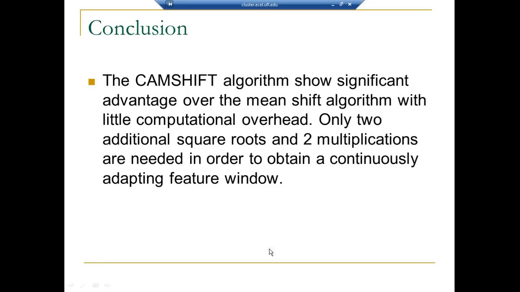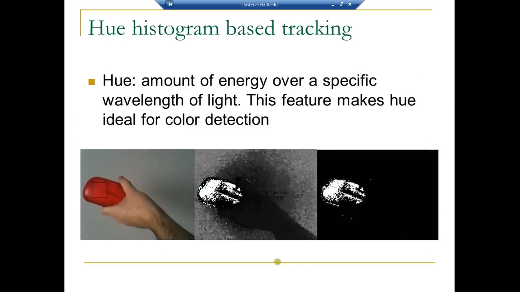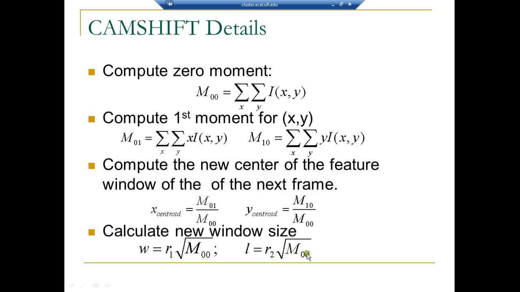Hence, the CAMSHIFT algorithm shows a significant advantage. In conclusion, the CAMSHIFT algorithm shows a significant advantage over the mean shift algorithm with little computational overhead. Only 2 additional square roots and 2 multiplications are needed in order to obtain a continuously adapting feature window, which are just these 2 over here. Hence, it's a small price to pay for such an improvement.